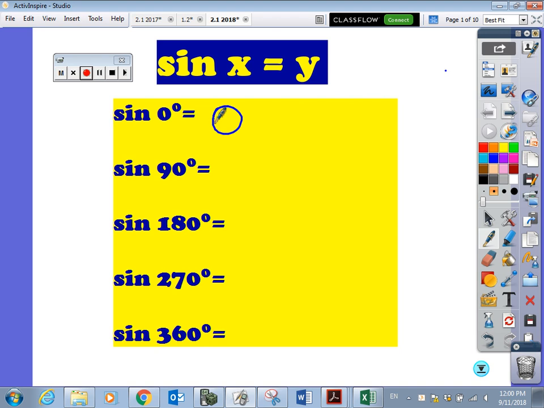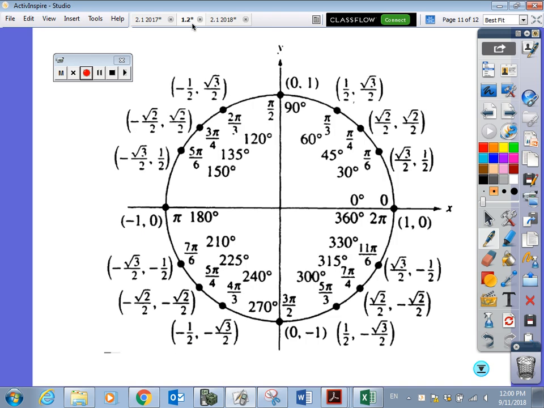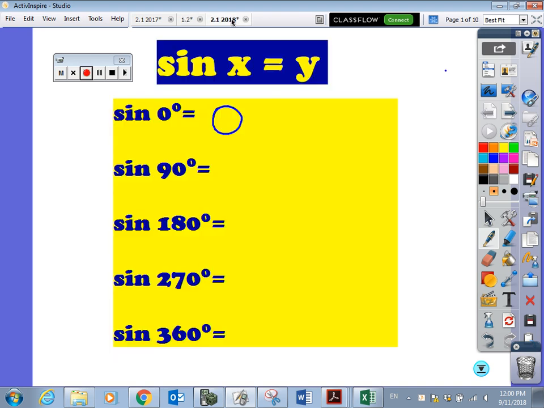Sine of 90 degrees. You go to 90 degrees. Sine is the y value. 1. 180. We're back over on the left. 0. 270. We're down at the bottom. It's the y, which is -1. And 360. We're back at the start. 0. Really, what those are now when we graph it.